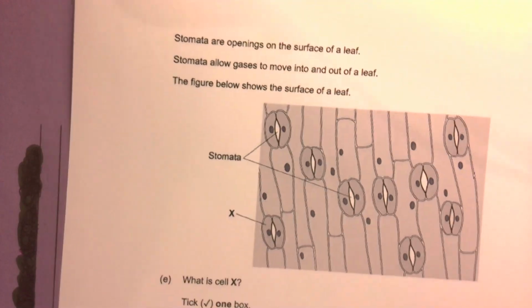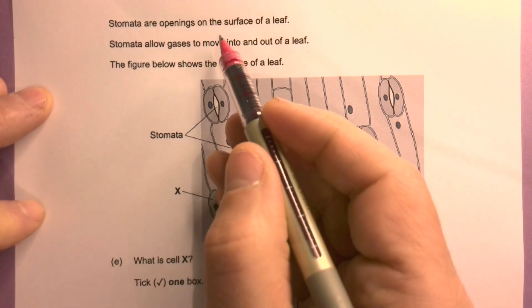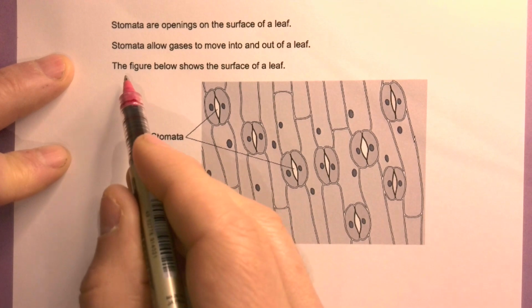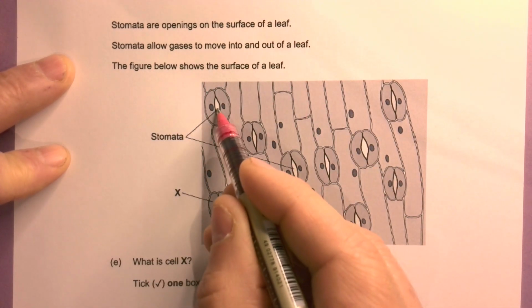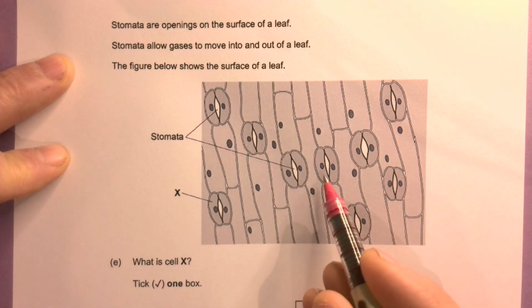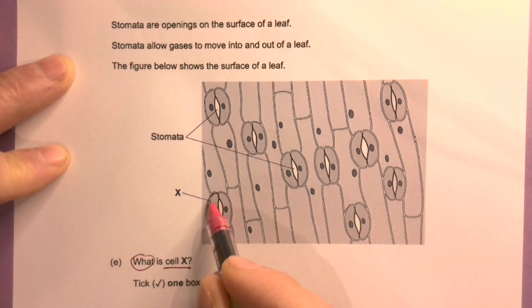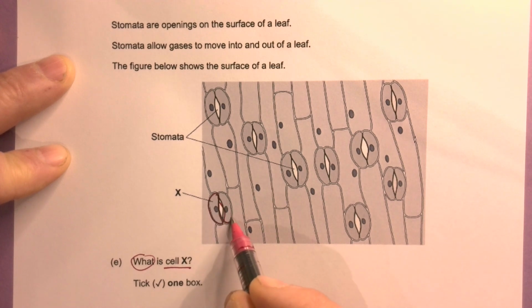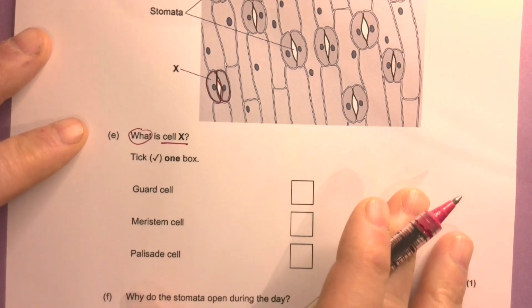Okay, part E. Stomata are openings on the surface of a leaf. Stomata allow gases to move into and out of a leaf. The figure below shows the surface of a leaf, and you can see here are the stomata, the openings. Okay, and there's these cells around the outside. What is cell X? Well, cell X, there are 2 of them, and they guard each side of that stoma.